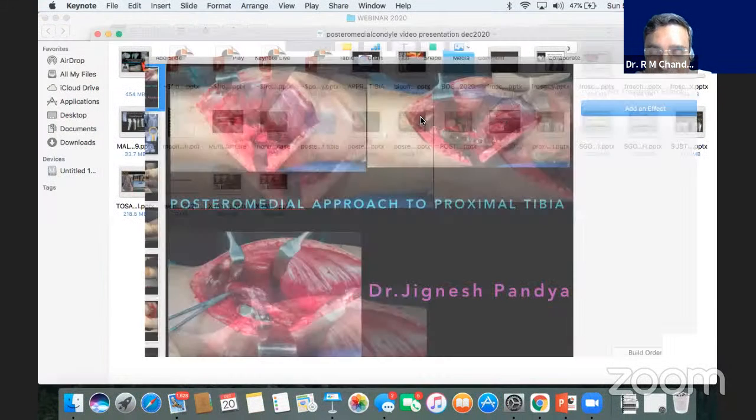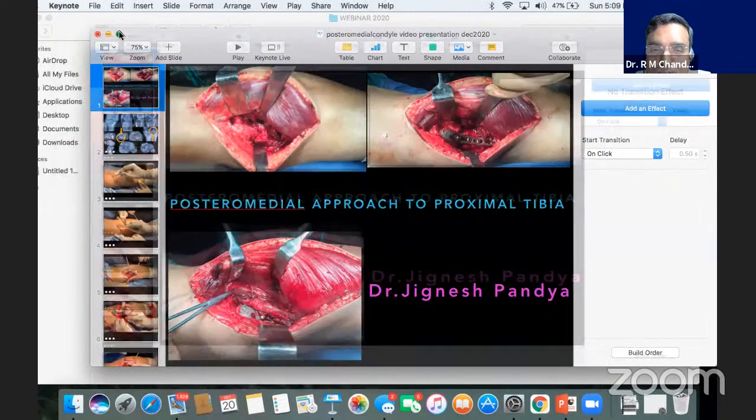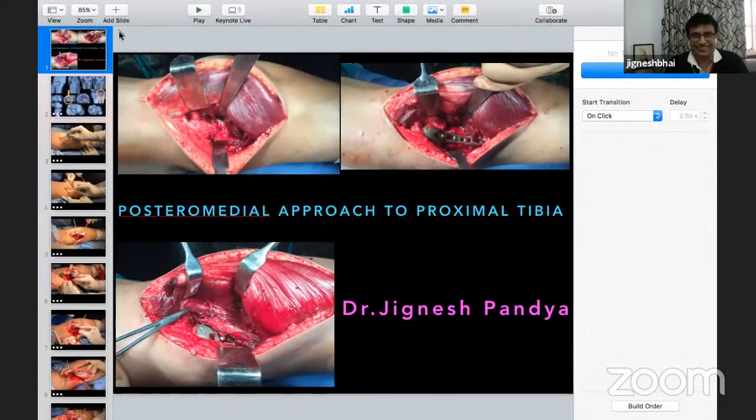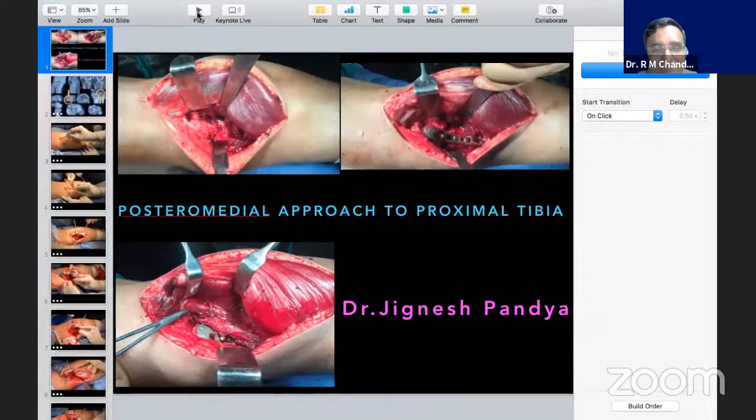So for a change, Dr. Jignesh bhai would be taking a posteromedial approach rather than the posterolateral. So welcome for posteromedial. Yes, sir.